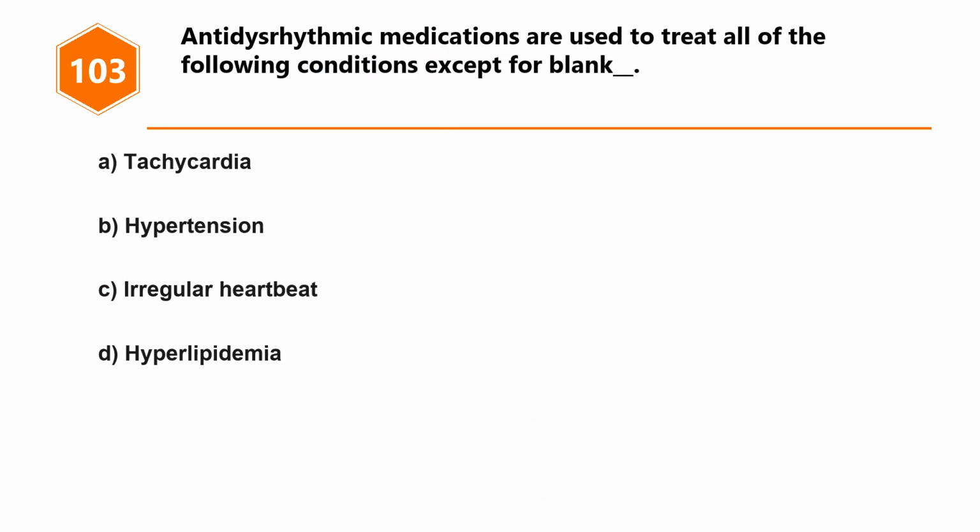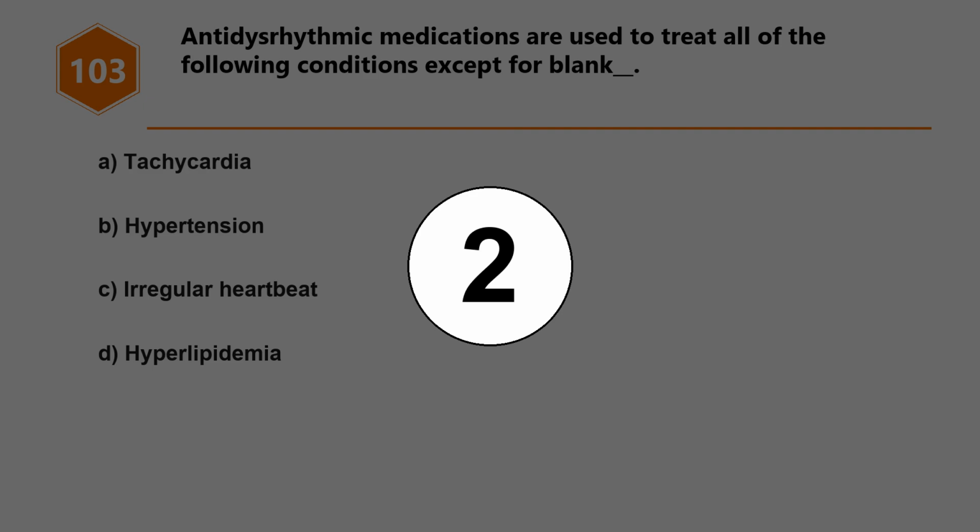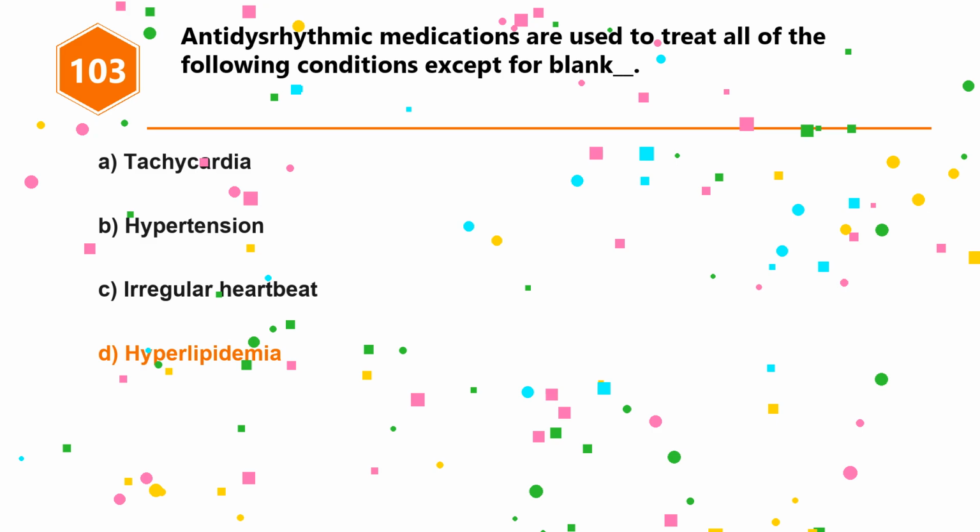Question 103. Antidysrhythmic medications are used to treat all of the following conditions except for blank. Option A, tachycardia. Option B, hypertension. Option C, irregular heartbeat. Option D, hyperlipidemia. The correct answer is option D, hyperlipidemia.